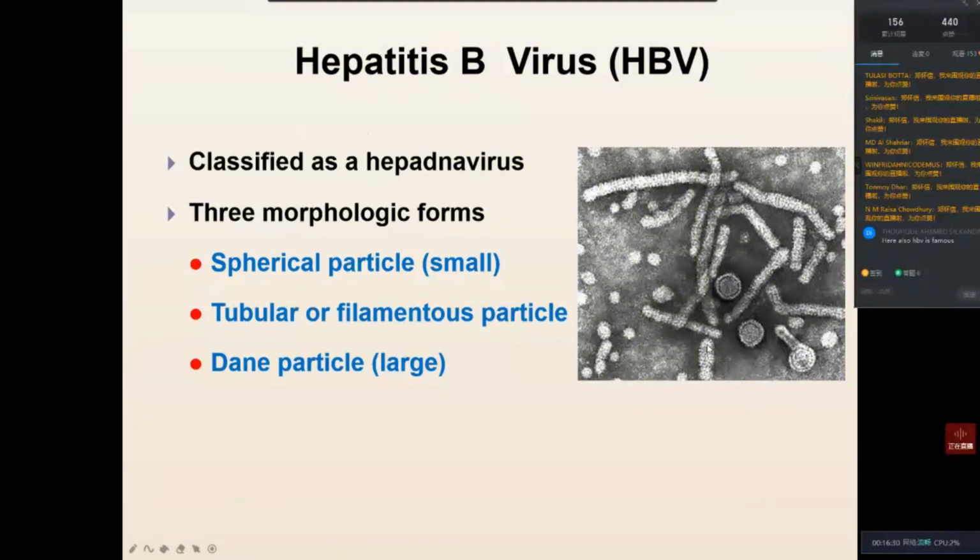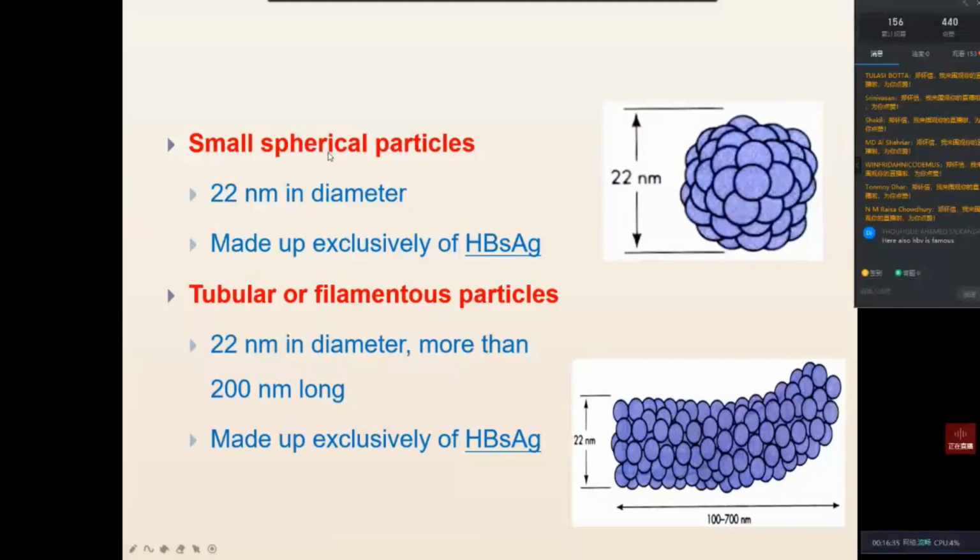These different types of particles contain different material. First, the small spherical particle is just a 22 nanometer protein cluster. It is made up of HBV surface antigen, so surface antigen molecules come together to form this 22 nanometer small particle. And the tubular or filamentous particle is also made up solely of the surface antigen. The diameter of the tubular is also 22 nanometers, same as the small particle, but it's pretty long, sometimes over 200 nanometers long.